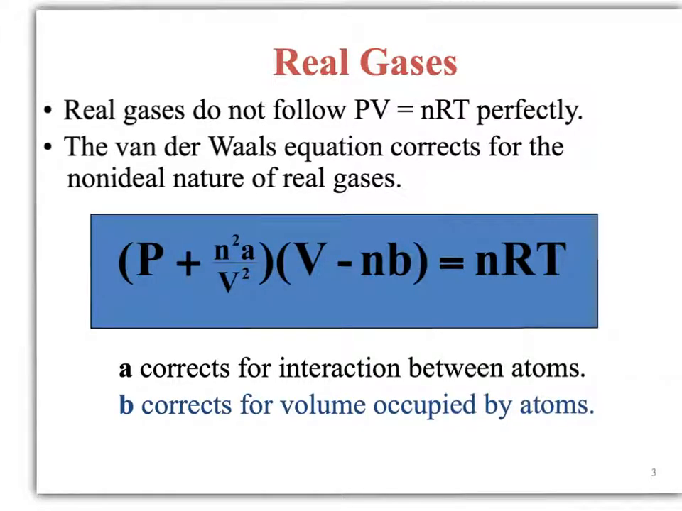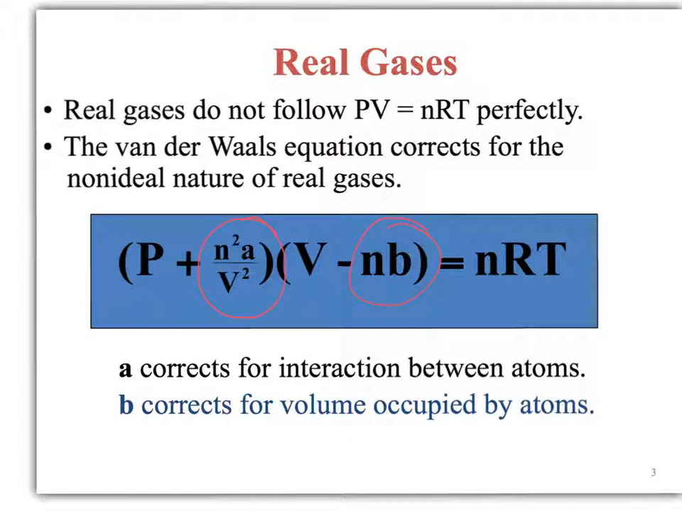Real gases do not follow PV equals nRT perfectly. The van der Waals equation listed below corrects for the non-ideal nature of real gases. We have a correction of n squared a over V squared to correct for pressure, and we have to take n times b and subtract that from V to correct for volume, and we'll talk about these later.